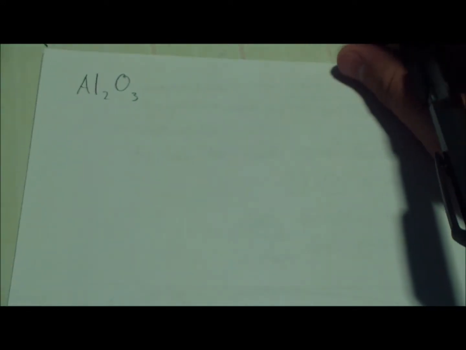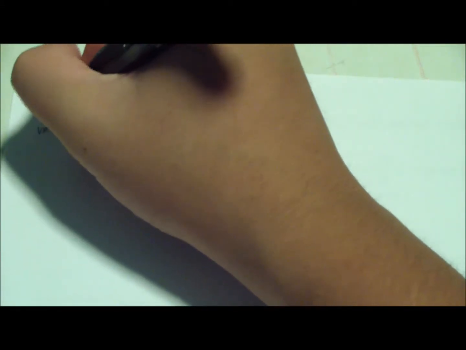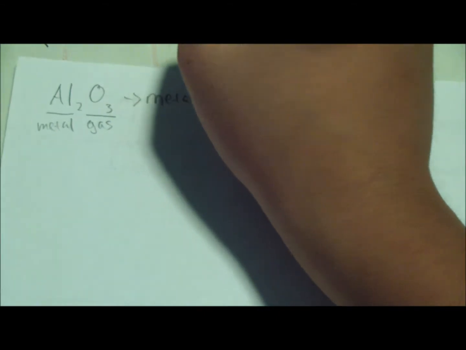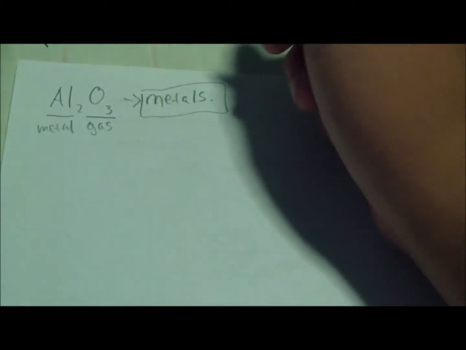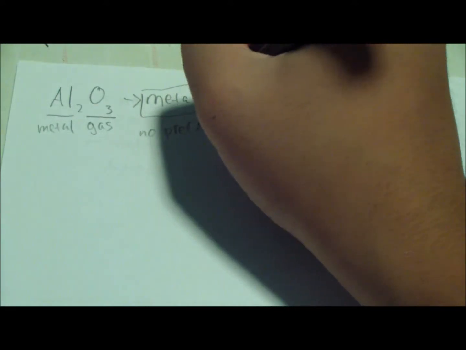Let's go with Al2O3. First, classify them as non-metal or metal. You see a gas, and you see a metal. That would be metal. And when it comes to metals, the first thing you think is no prefix.